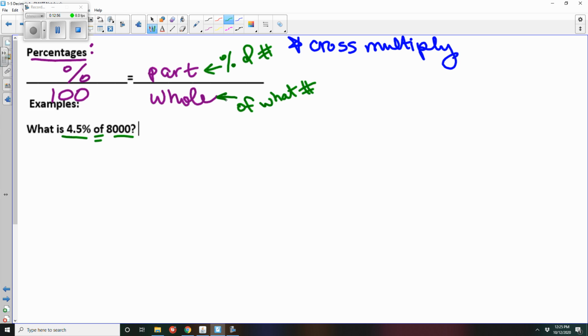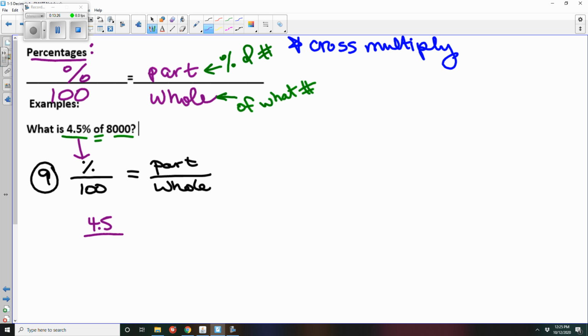So for our very first example, this is example 9 for us. Go ahead and put percent over 100 equals part over whole. That way we can see how it looks with our problem. So 4.5 is our percent, so where should it go? Over the 100. So 4.5 over 100 equals. Now it says of 8,000. So is 8,000 part of a number or is it the whole number?